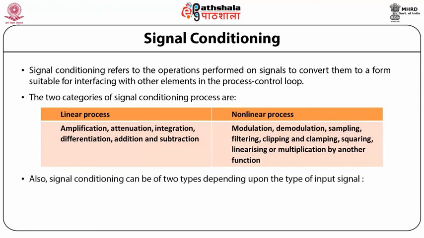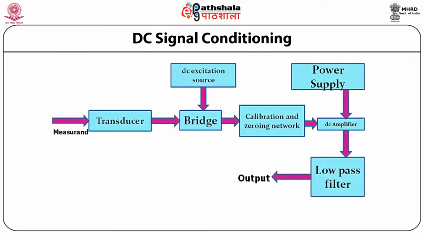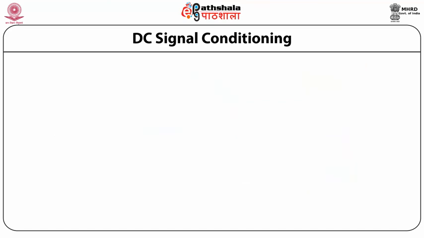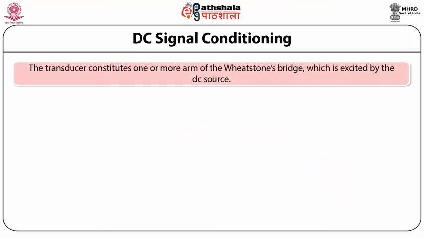Also, signal conditioning can be of two types depending upon the type of input signal. First is DC signal conditioning, second is AC signal conditioning. So let us now discuss these two types of signal conditioning. DC signal conditioning. So this figure shows the block diagram for a DC signal conditioning. Now here the transducer constitutes one or more arm of the Wheatstone's bridge, which is excited by the DC source.